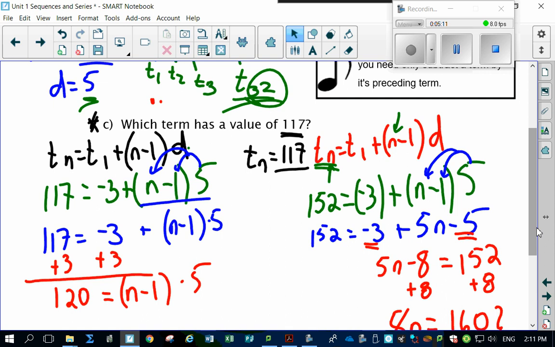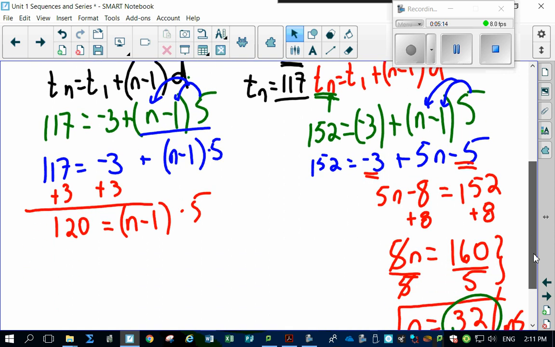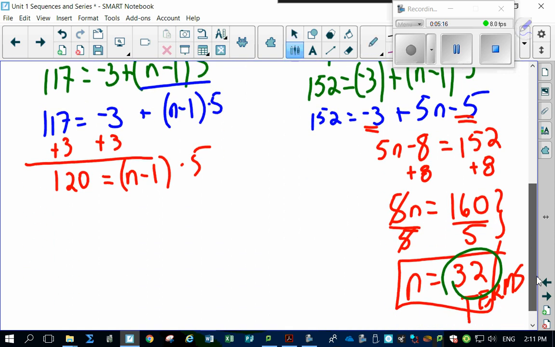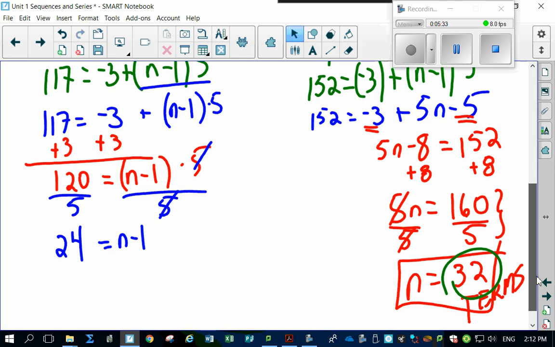Now, check this out. This is so cool. I could actually, at this point, divide by 5. And if I do divide by 5, look what I'm getting. 5 goes into 12 twice with 20 remaining. 24 equals n minus 1. I can do it that way. And then solve for n by adding 1 to both sides.